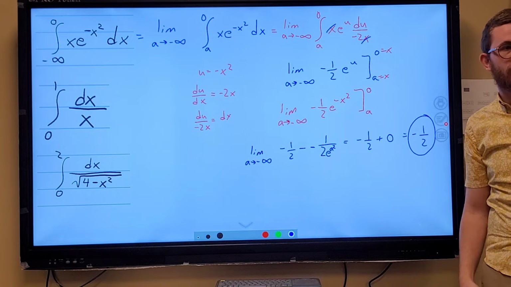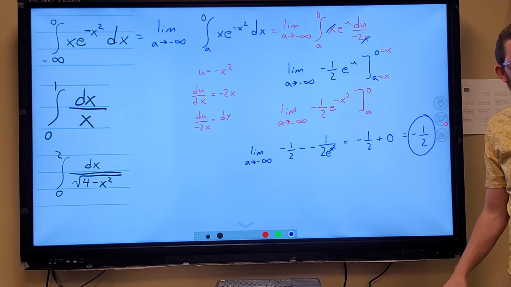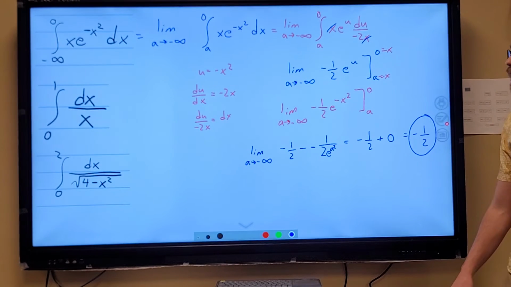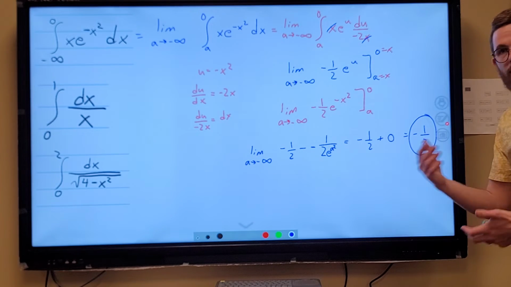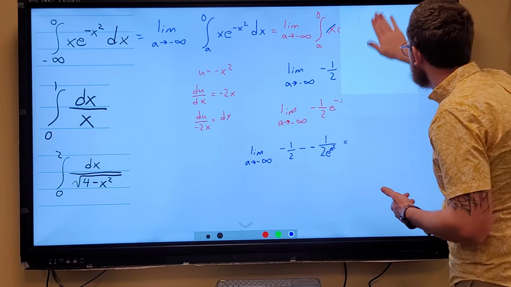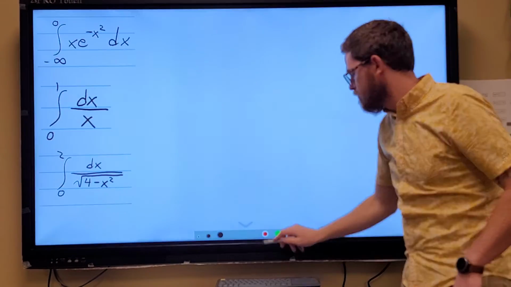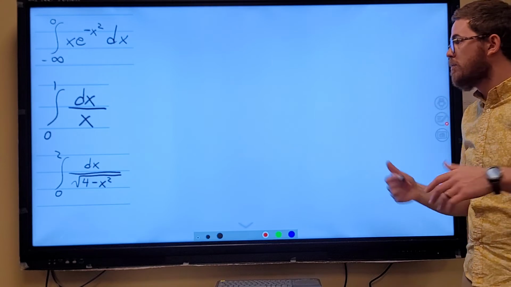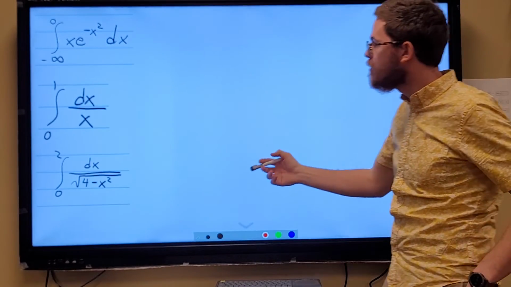And that right there is improper integrals in a nutshell. Fun. Yeah, super fun. Let's look at that next one because that one's not infinity, that one's a 0. We already kind of looked at the picture of that one. So maybe we already have some assumption that it's going to converge or diverge, but let's see what happens here.